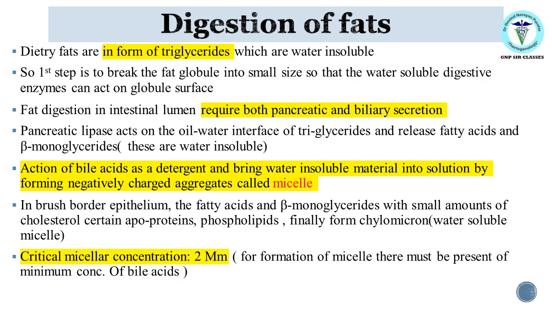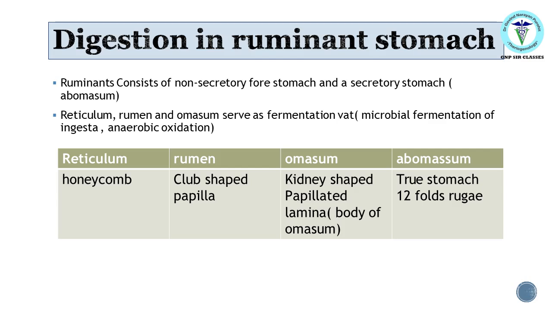Fat digestion requires both pancreatic and biliary secretions. Bile acids act as detergents, breaking down fats into smaller molecules that can be absorbed by the intestinal lining. Ruminants have a unique digestive system with a non-secretory forestomach and a secretory stomach. The reticulum, rumen, and omasum serve as fermentation vats, aiding in the breakdown of complex plant materials.